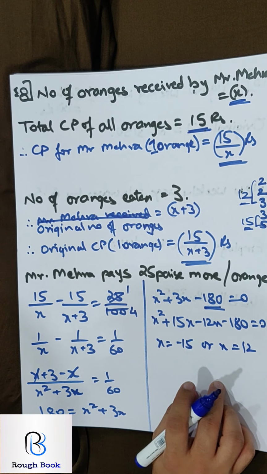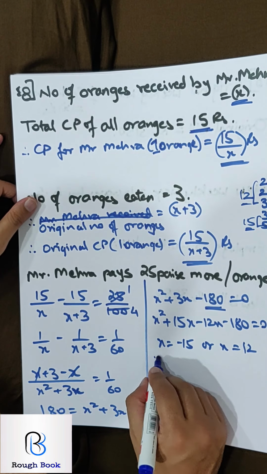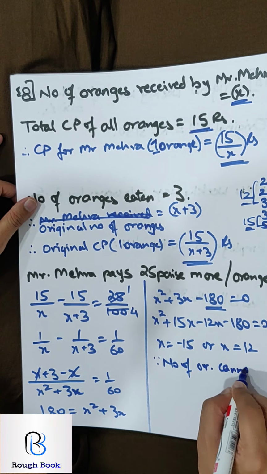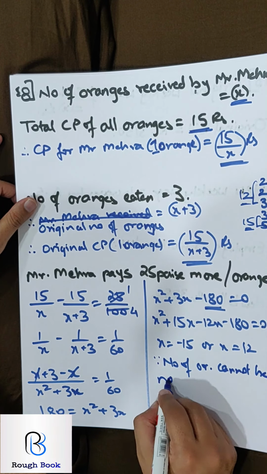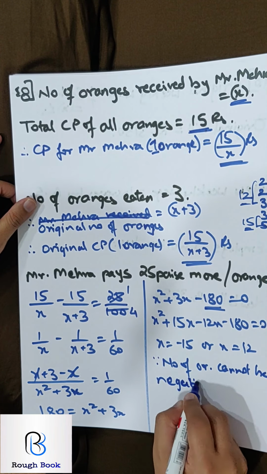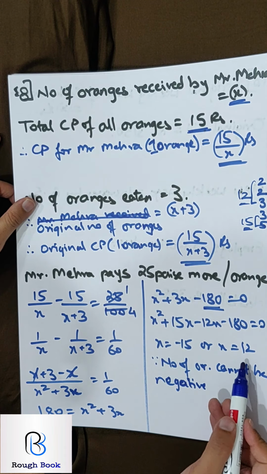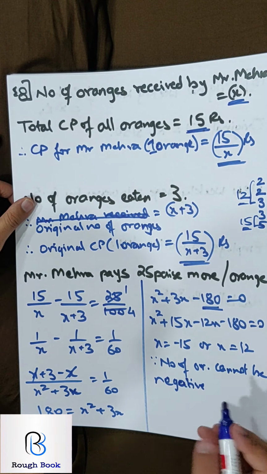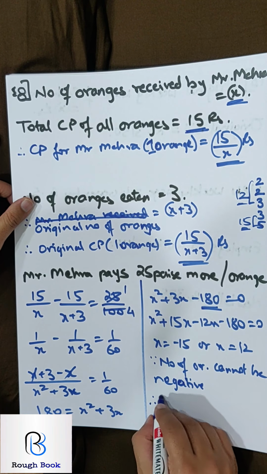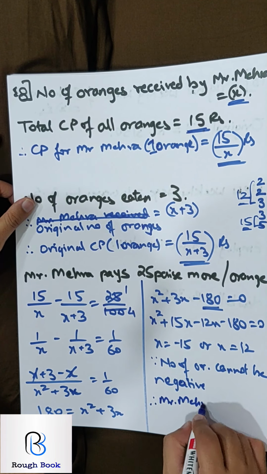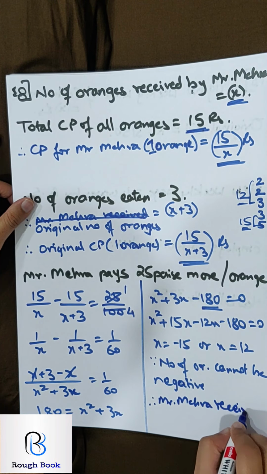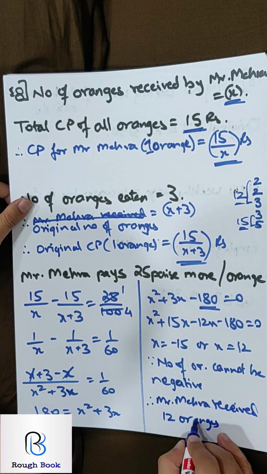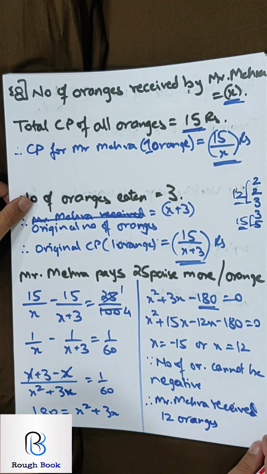So your question says find x, you found x. So you say since number of oranges cannot be negative, therefore how many oranges Mr. Mehra received? 12. How many were originally bought? So 12 plus 3, 15. That's not your question although. So therefore Mr. Mehra received 12 oranges, 3 eaten on the way by the servant.